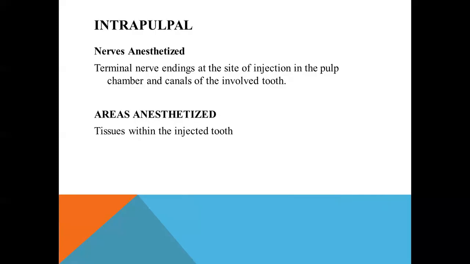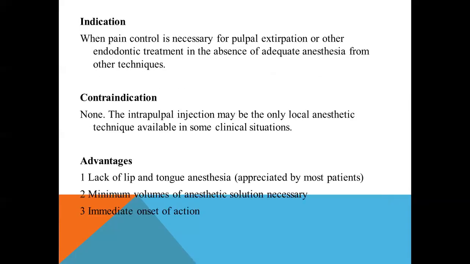Coming to the intrapulpal injection. The nerve that is anesthetized will be the terminal nerve endings at the site of injection in the pulp chamber, and the area is the tissue within the injected tooth. Indication: when pain control is necessary for pulp extirpation or other endodontic treatment, in the absence of adequate anesthesia from other techniques. Contraindication: there is no absolute contraindication. The intrapulpal injection may be the only local anesthetic technique available in some clinical situations.